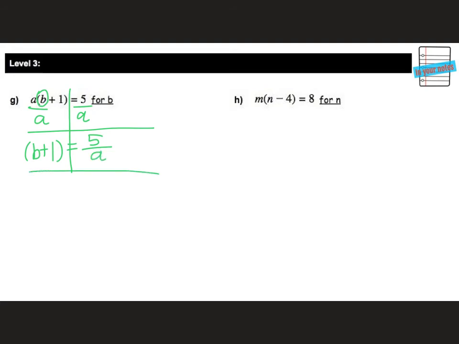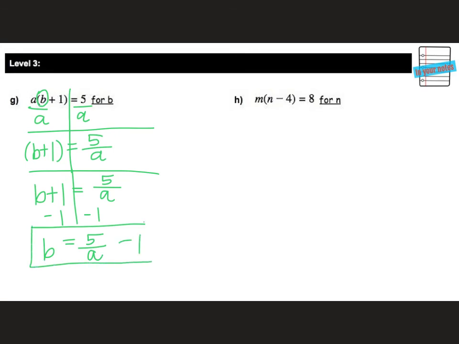Now since I'm not really needing these parentheses anymore, because we just have b plus 1, there's no confusion about the order we would do things in, I can get rid of those parentheses. Now that I got rid of that a that was on the outside, to get b by itself, I'm going to go ahead and minus 1 from both sides, leaving me with b equals 5 divided by a, and we're going to subtract 1 from that whole piece. This is what a level 3 problem would look like. So you'll see a level 3 has these parentheses.